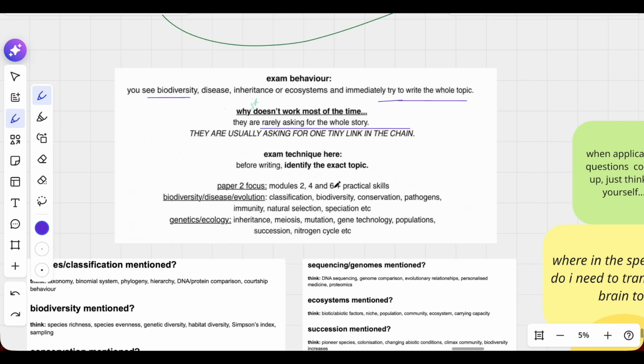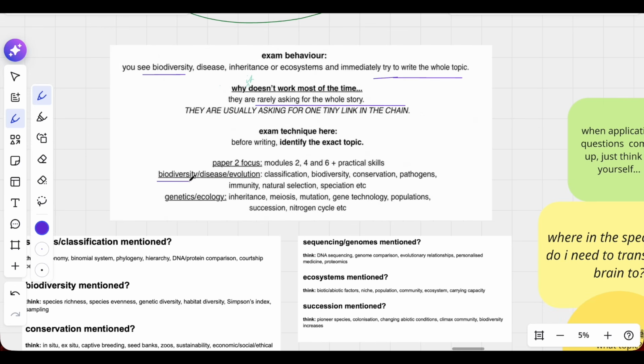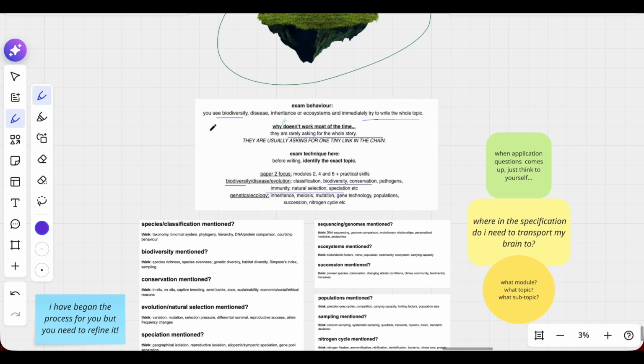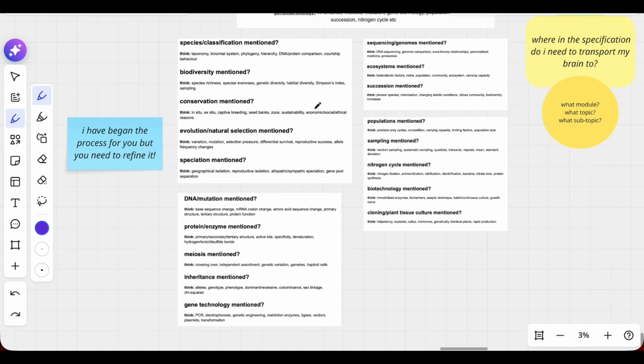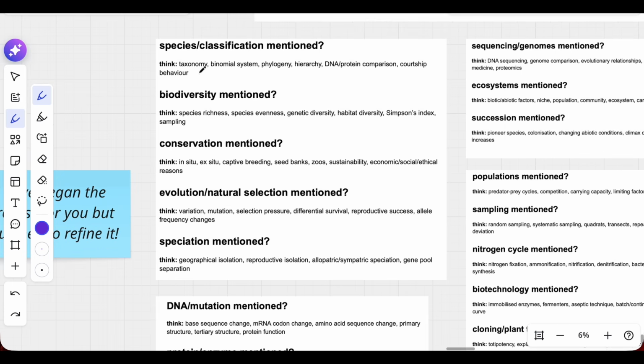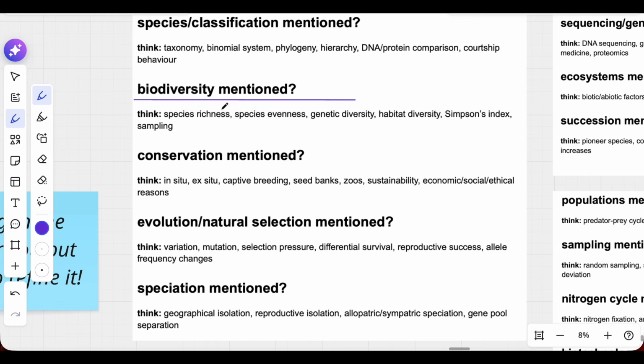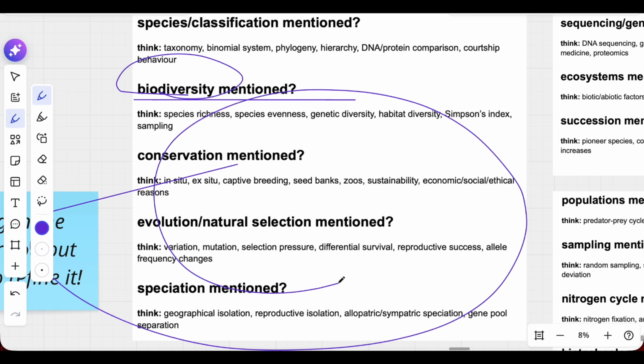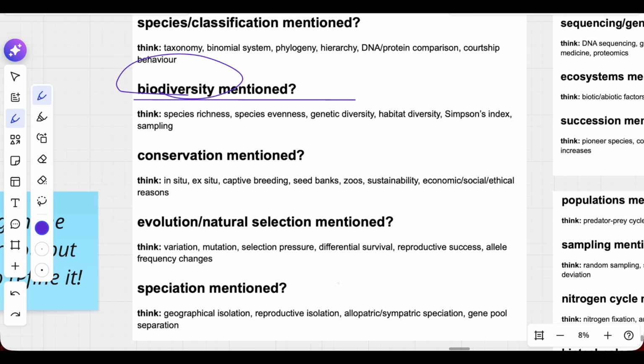Okay, so we know what paper 2 focuses on, but for example, in the biodiversity, disease, evolution topics, there are different things that are being assessed. So what you need to do is look at the topic in question and identify its subtopics. I've begun this process for you, but you need to refine it based on your own exam technique and what you've come across. This is just the start. So let's say the question was about biodiversity. Instead of thinking about biodiversity as this whole massive topic, relax, take a step back, it's all good. Just think about certain trigger words that will remind you about the topic, so species richness, evenness, whatever.